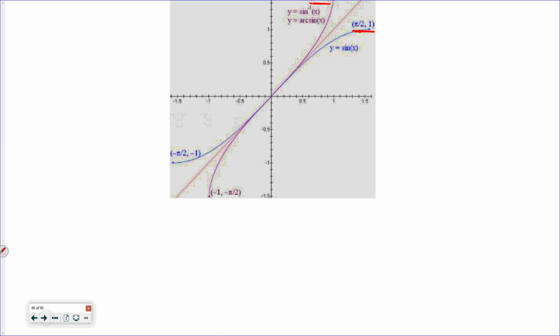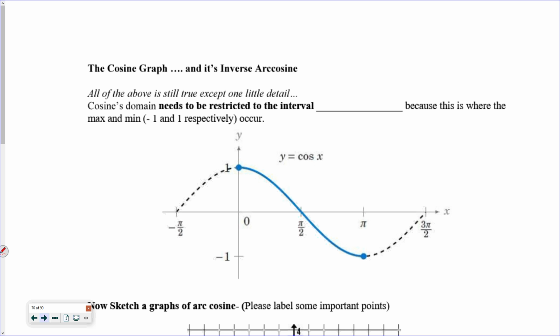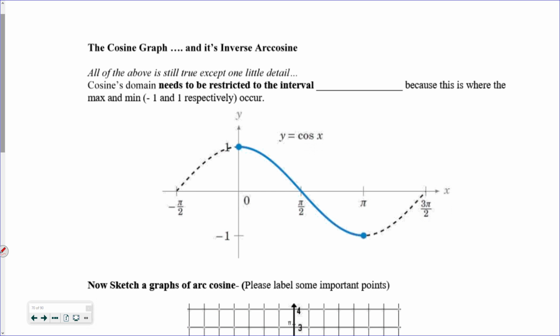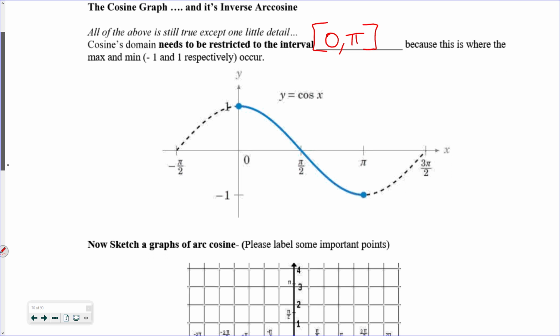Let's look at cosine. So the cosine graph and its inverse, the arccosine. Similar concept. We're trimming the graph down. The interval is a little different: 0 to pi. The reason that we're doing this is, again, we're going to go from 1 to -1. We're going to go all the way through the cycle without repeating ourselves.